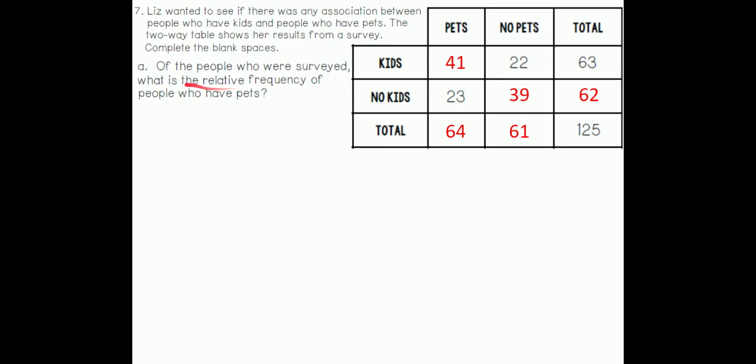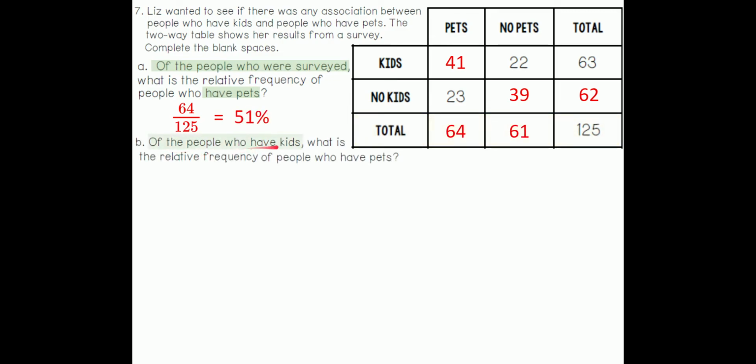Of the people who were surveyed, what is the relative frequency who own pets? So of the total people surveyed, either this total or that total, what is the relative frequency of people who have pets? So we cannot use this total because this total shows us the kids versus no kids. So we're going to use this total. So of the people who were surveyed, which is 125 people total, how many of them had pets? So 64 out of the 125. And if you divide that and multiply by 100, you get 51%.